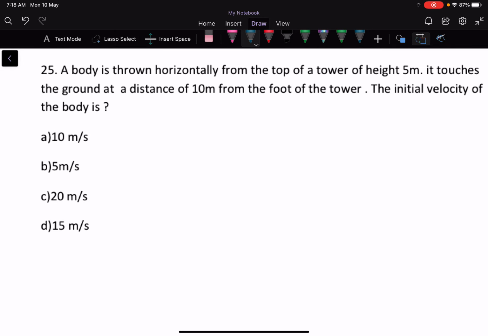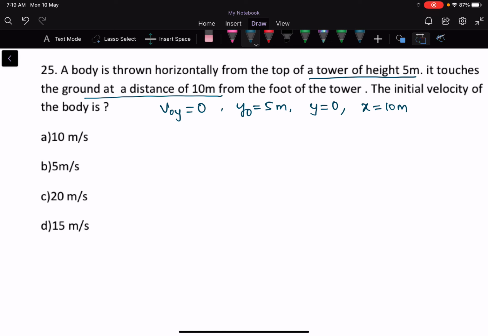Next, a body is thrown horizontally from the top of a tower of height 5 meters. Horizontally means the initial y component of velocity is equal to 0, and it touches the ground at a distance of 10 meters from the foot of the tower. Initial height of the tower y0 is equal to 5 meters. When it touches the ground, the final position y is equal to 0, at a distance of x equal to 10 meters from the tower. What is the initial velocity of the body?